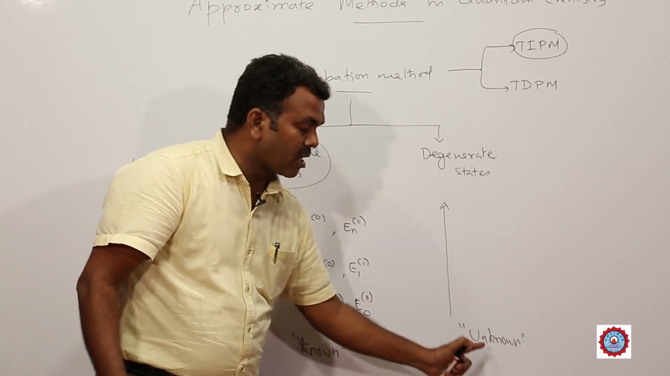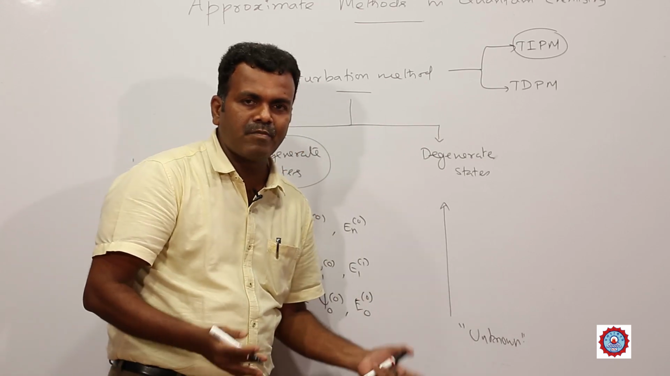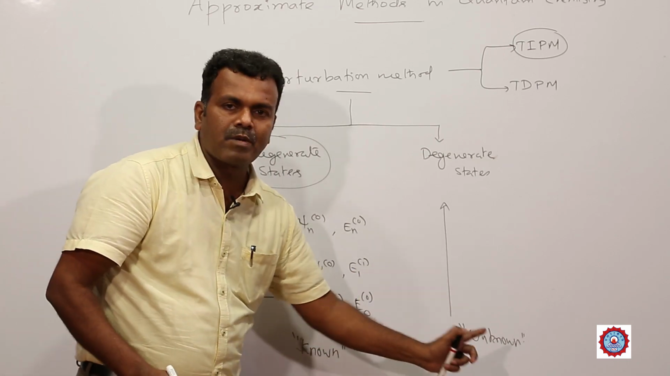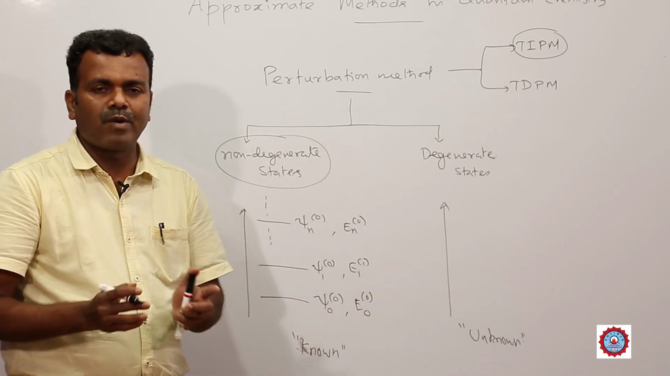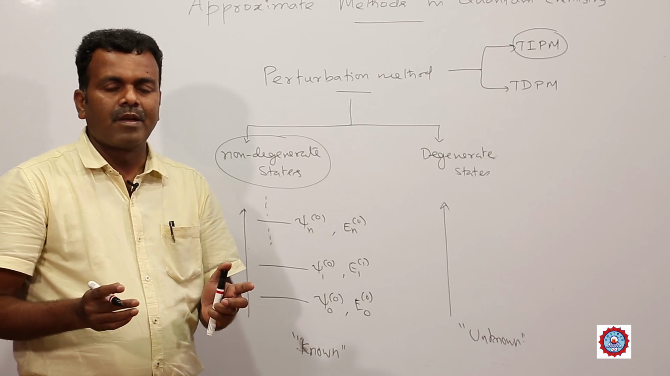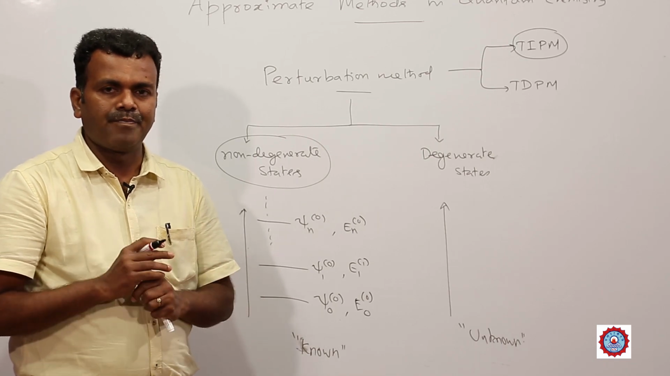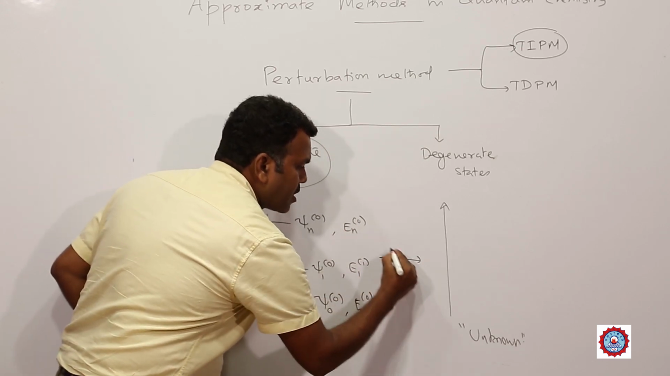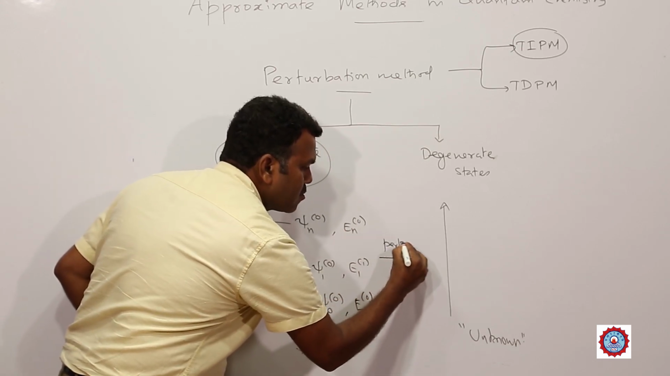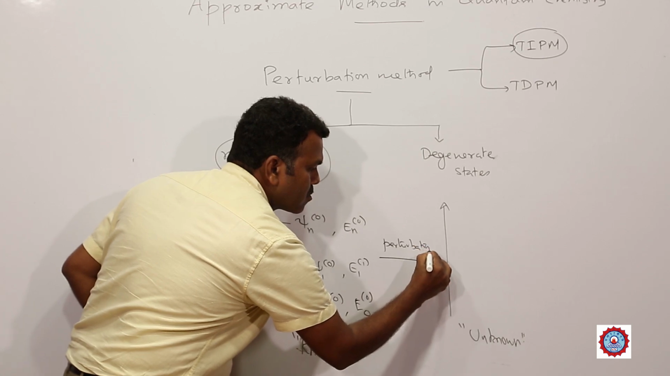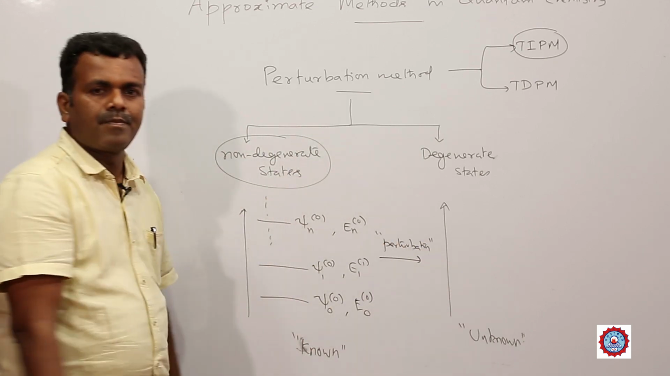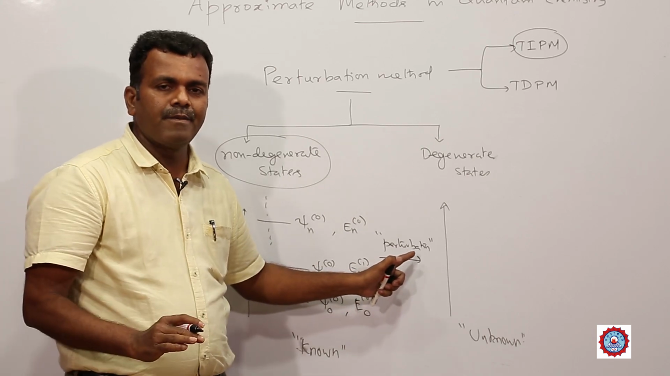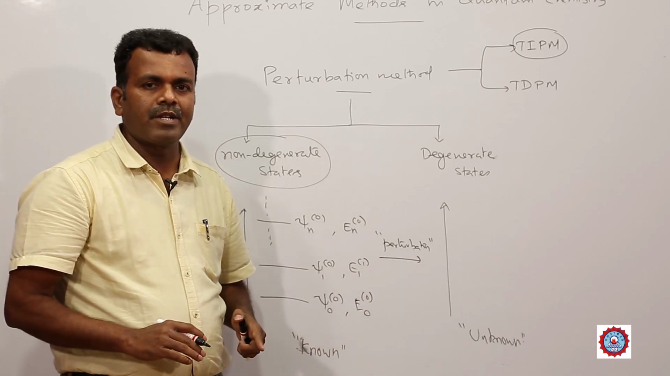Now, our target is the unknown system. The given system is actually the unknown system. How do the known system and unknown system differ? They differ only slightly, by means of a certain perturbation. So, we have to apply some perturbation to the known system. This perturbation may be an external perturbation or an internal perturbation.